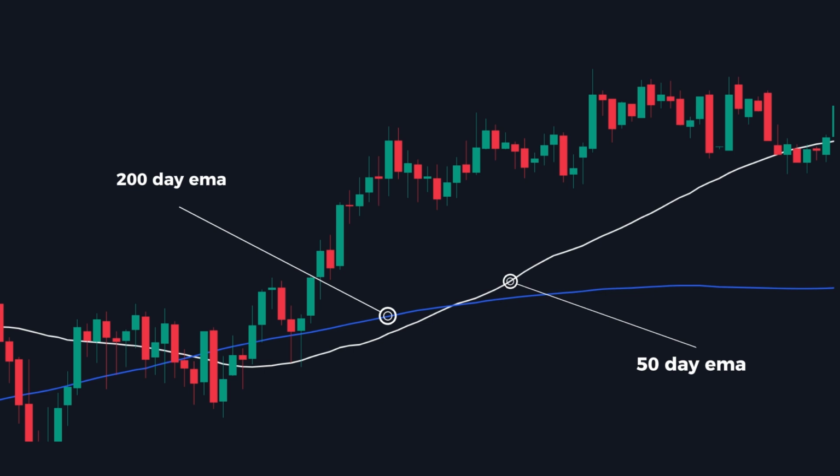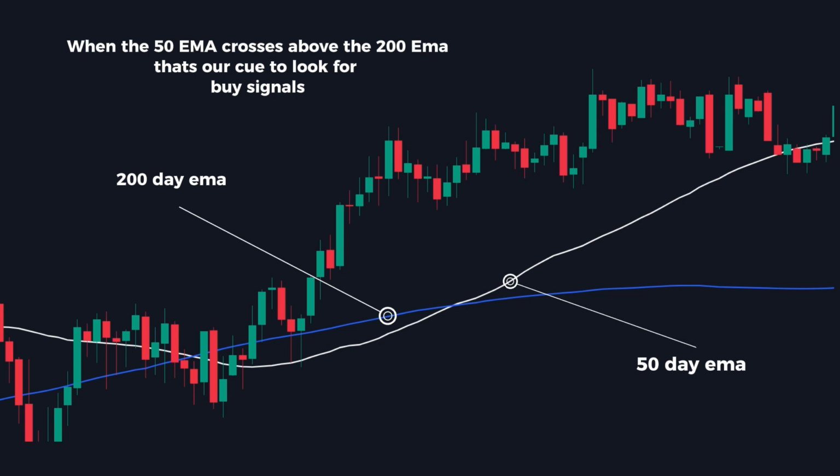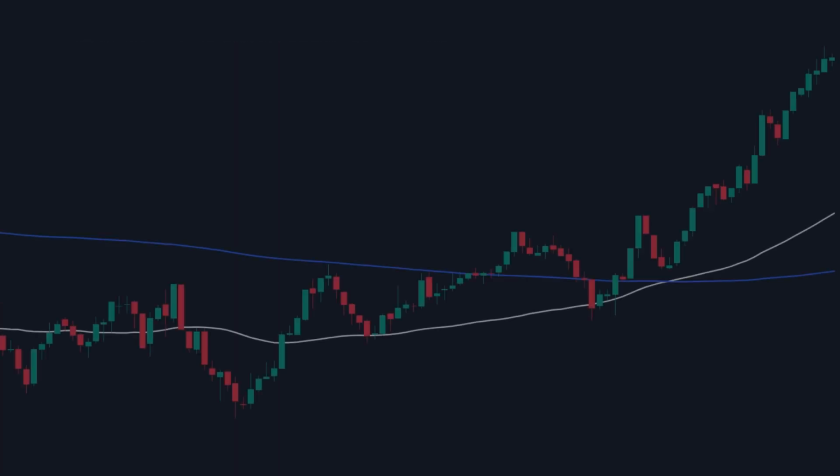When the 50 EMA crosses above the 200 EMA, that's our cue to look for buy signals. Conversely, if the 50 EMA crosses below the 200 EMA, we start searching for sell signals. These simple crosses are the backbone of our setup. Let's break it down with some real examples, starting with a bullish setup.